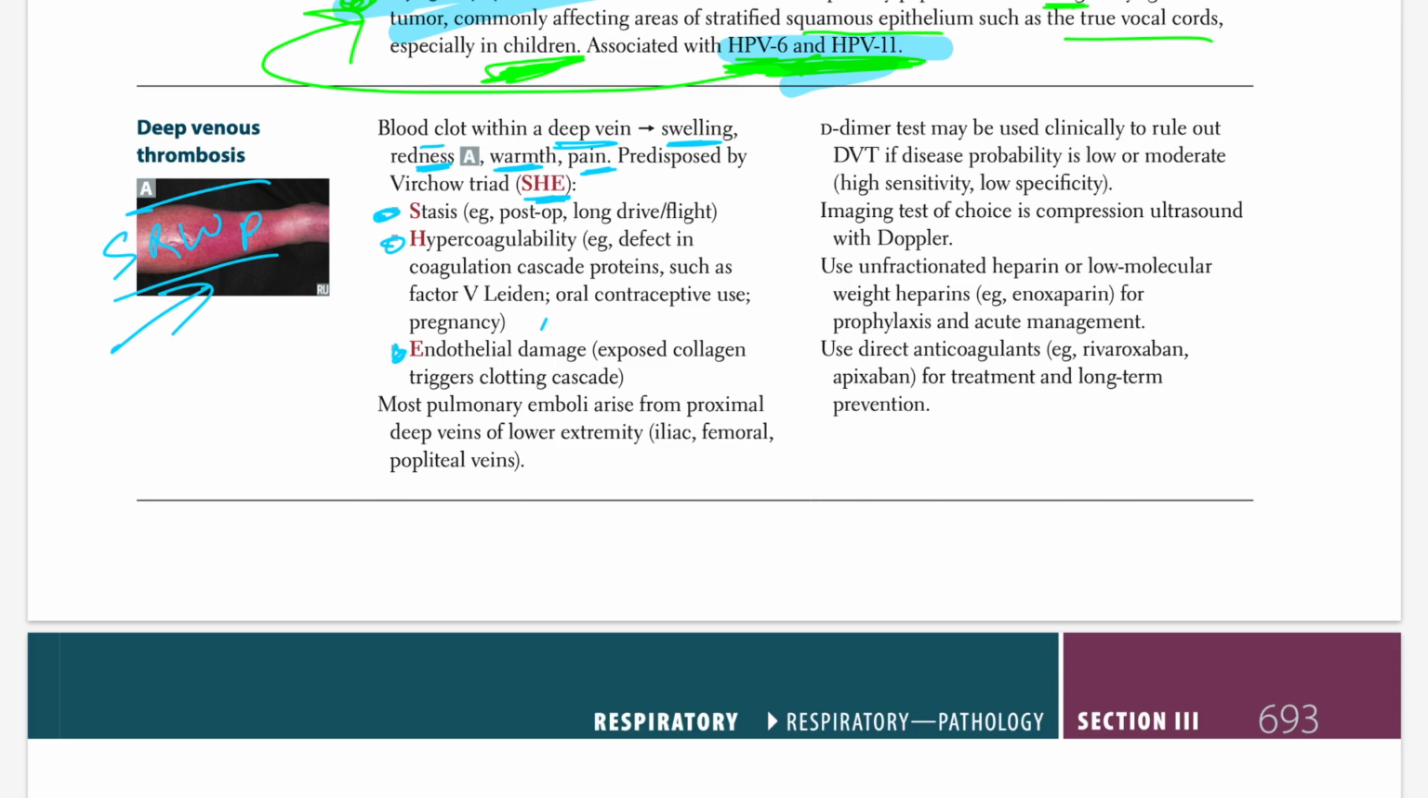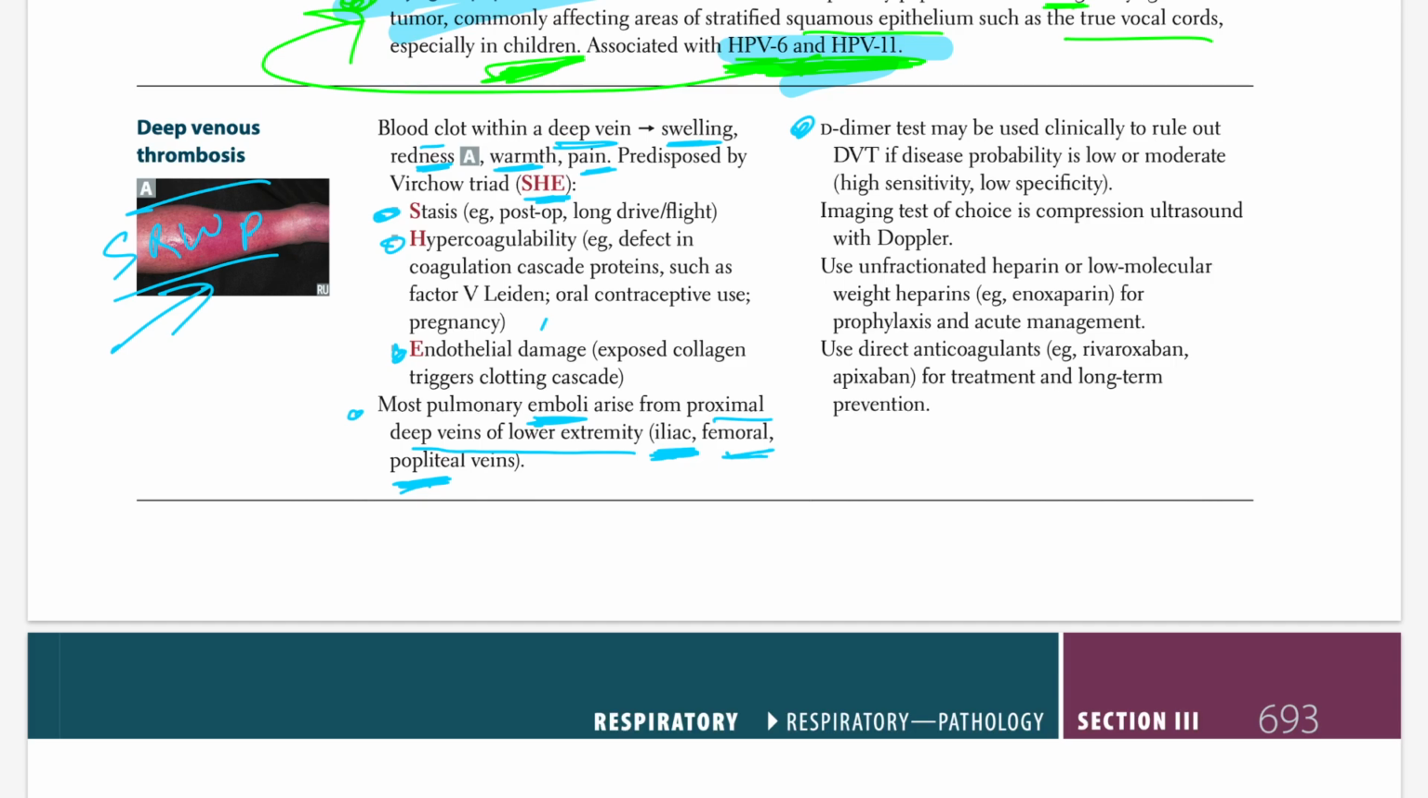Three things come together, the root cause triad, which causes DVTs. Most pulmonary emboli arise from proximal deep veins of the lower extremity, for example, the iliac, the femoral, the popliteal vein. They're saying the emboli is going to come from the proximal deep veins. This is important. What deep veins can cause DVT or can cause embolization? Iliac, femoral, popliteal veins.